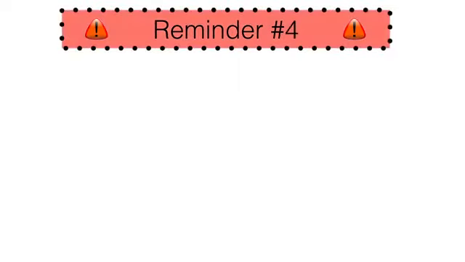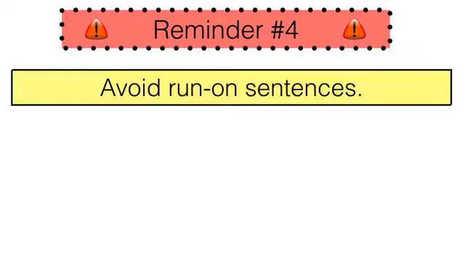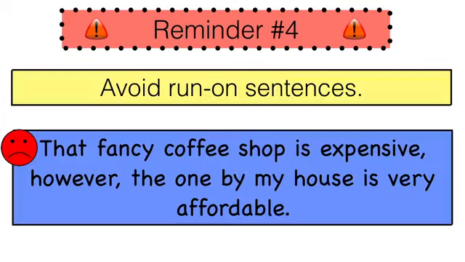All right, reminder number 4. It's related actually to the previous reminder. Avoid run-on sentences. Take a look at this example. We have 2 independent clauses joined by a comma and the transition however. But you know that we can only join 2 independent clauses with a coordinating conjunction. So we need to change this. We either need a coordinating conjunction or we need to make 2 sentences.